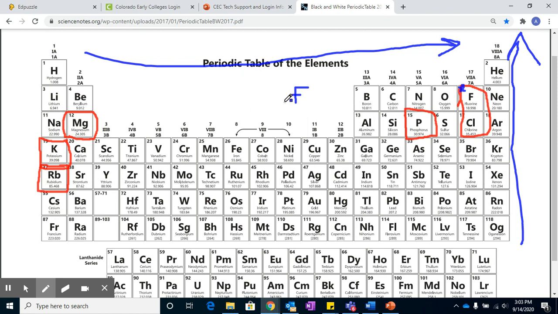Anyways, with that trend in mind, chlorine will be the next highest. Phosphorus will be the next highest. Then magnesium.